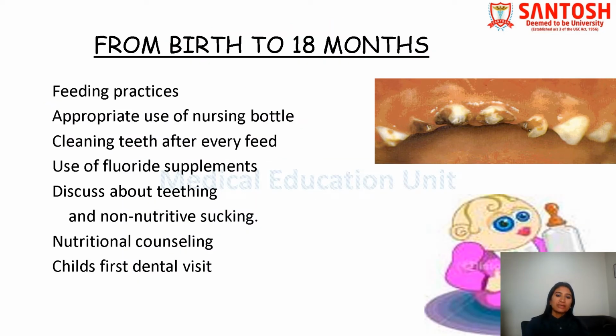So, from birth to 18 months, the parent should be counseled about the child's oral hygiene maintenance under the following points. First, the feeding practices. The parent should be told about the appropriate use of the nursing bottle, cleaning teeth after every feed, use of fluoride supplements, and discuss teething and non-nutritive sucking. Nutritional counseling should be done, and they should be told about the child's first dental visit.